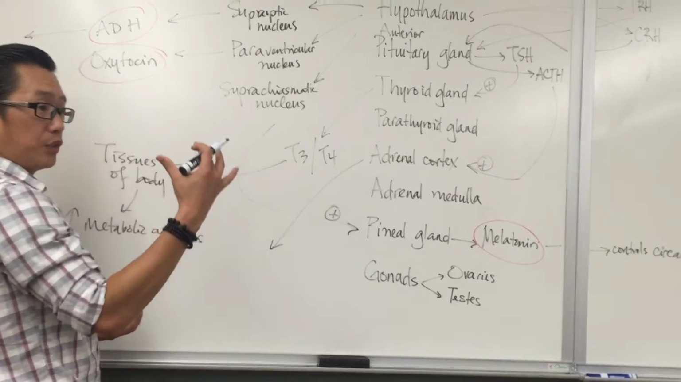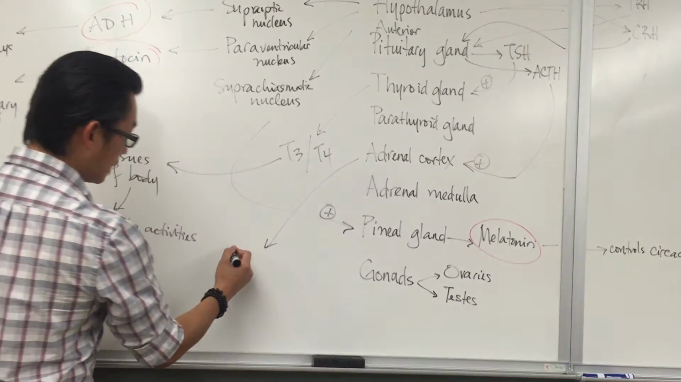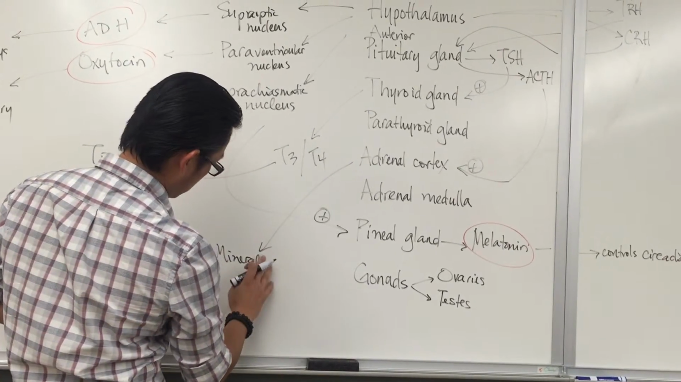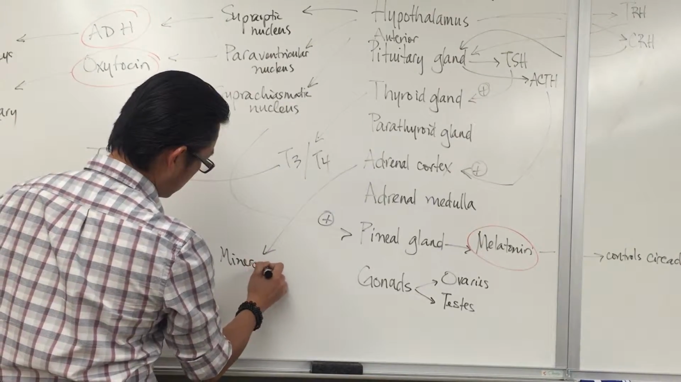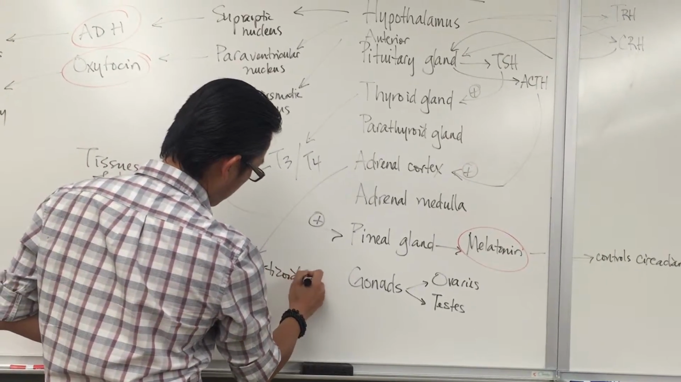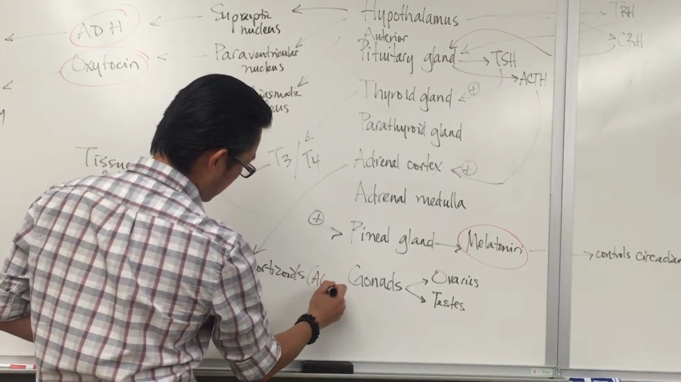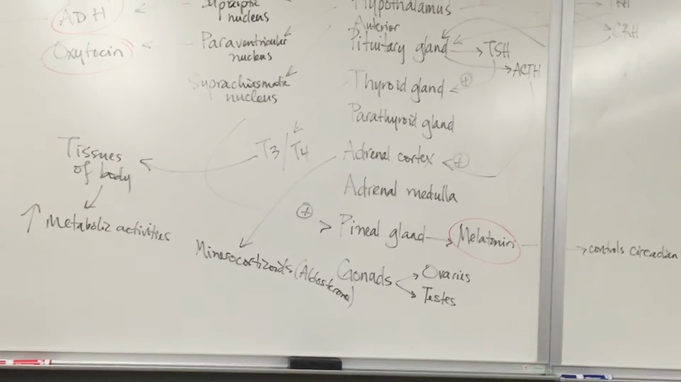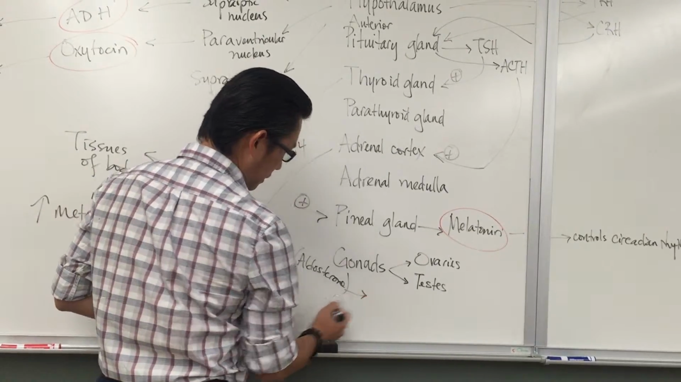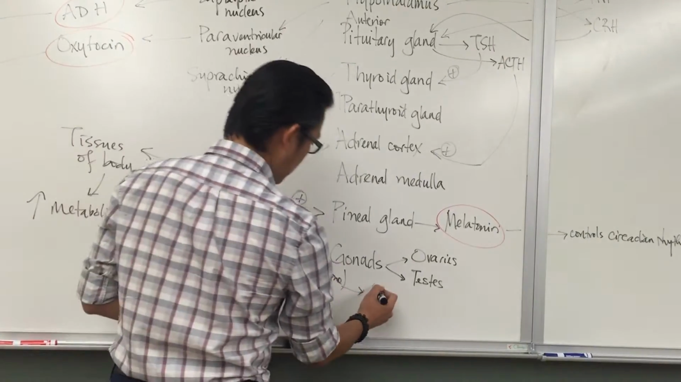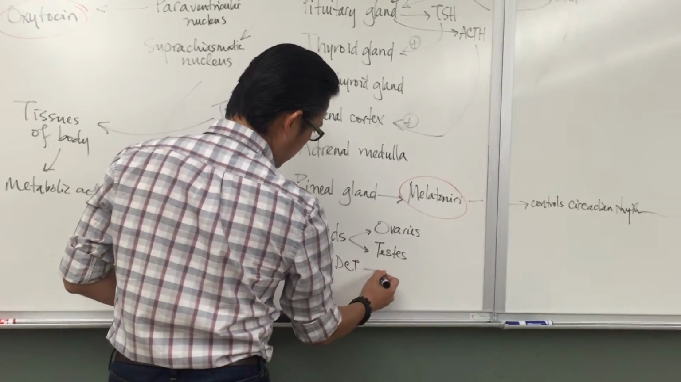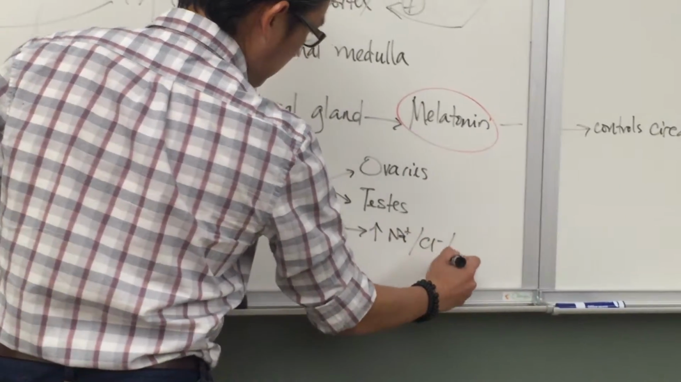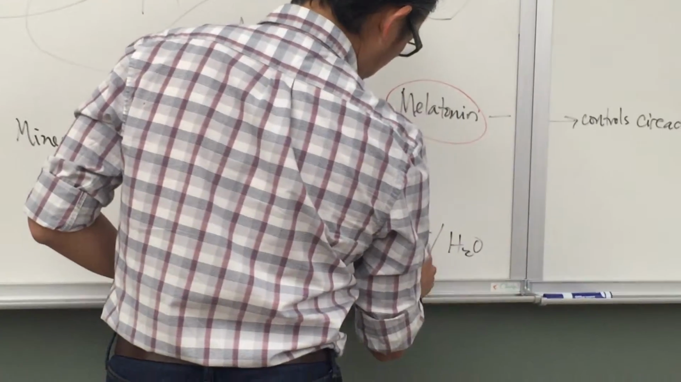The first layer of the adrenal cortex is called the zona glomerulosa. That's going to release your mineralocorticoids, otherwise known as your aldosterone. Aldosterone goes to, where does it go to? This will come through the tubules of the kidneys, and that induces increased sodium, chloride, and water reabsorption.